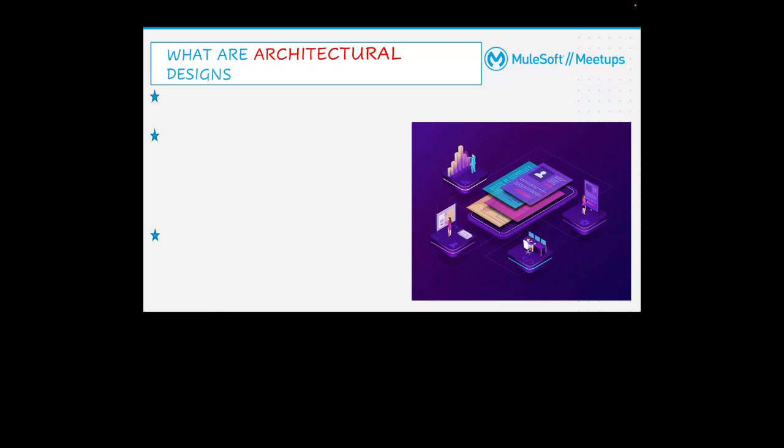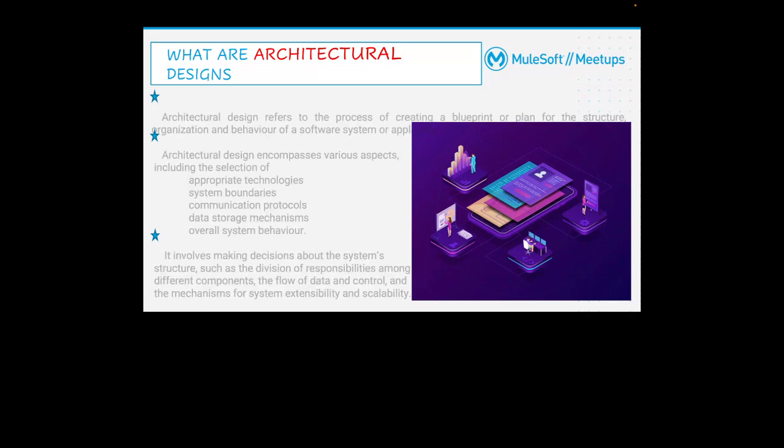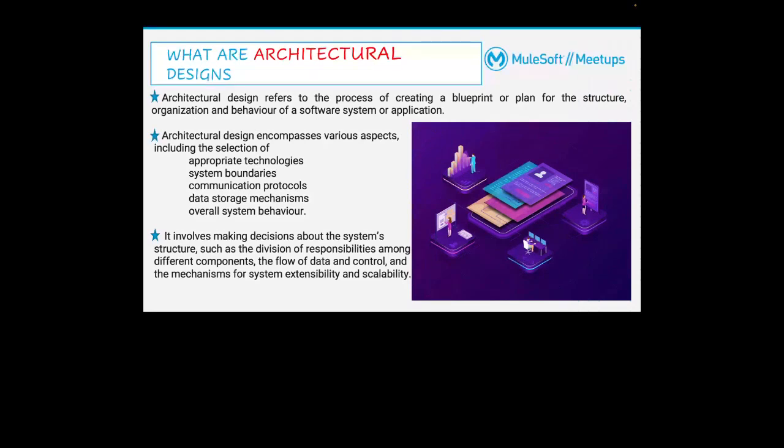So let's discuss what architectural designs are. Basically, architectural design refers to the process of creating a blueprint or a plan for the structure, organization, and behavior of a software system or application. In terms of any project, it is a very initial phase. When you start, you plan the structure, the organization of the systems, and how the behavior of the software will be, and then you lay that path.